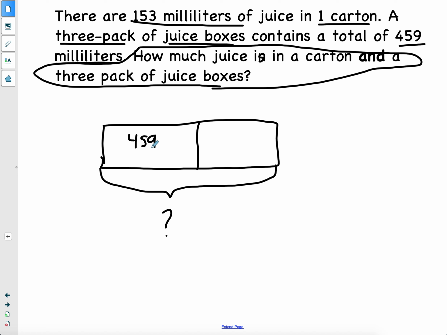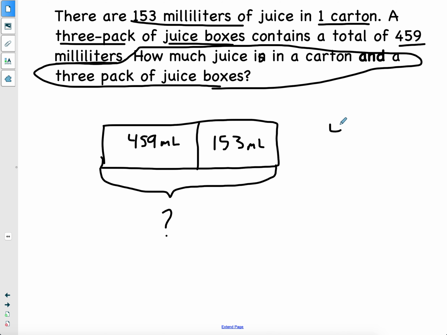That's my three pack of juice boxes, and I know that the carton is 153 milliliters. Capital L is the abbreviation for milliliters. So I know my two parts, and I want to find the total, both of them combined. So I would be adding.